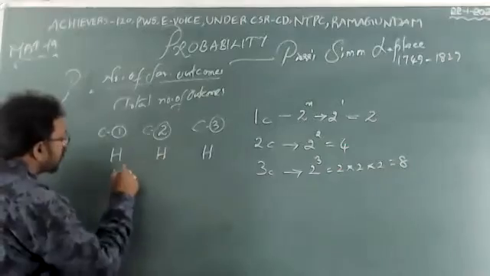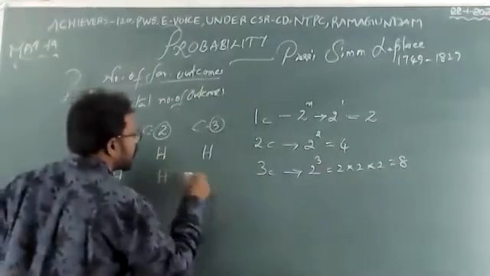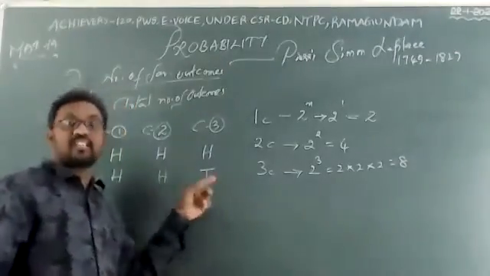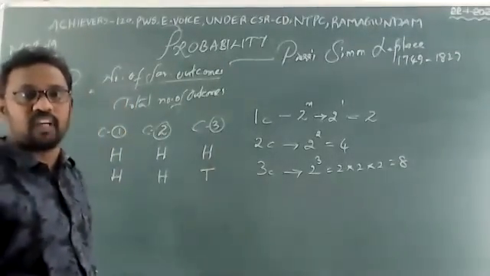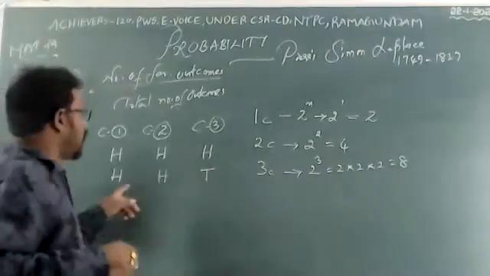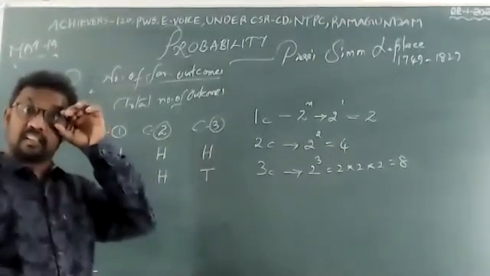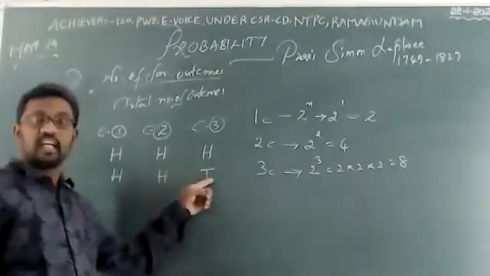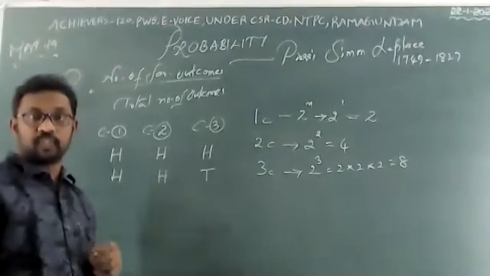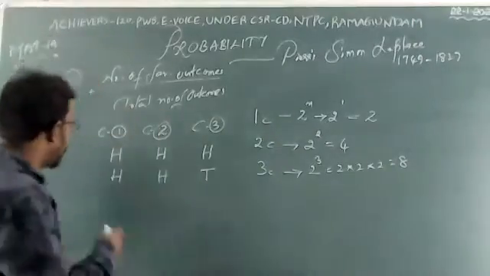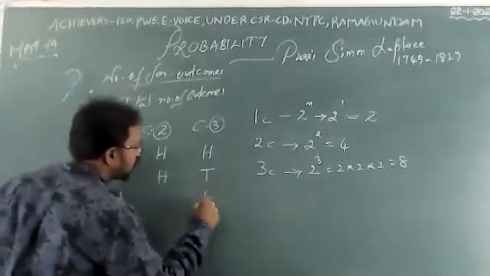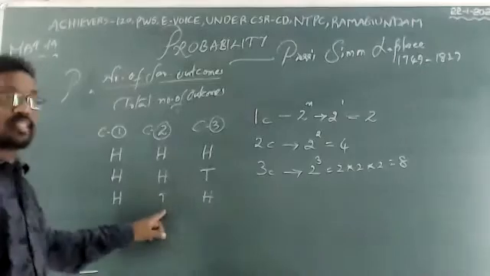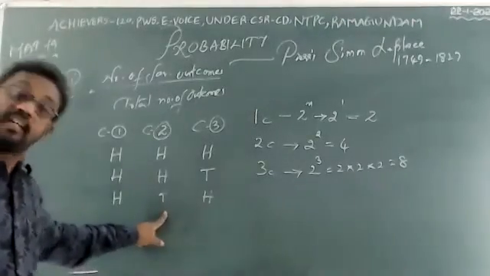In the second chance, maybe you can see the first two coins are heads and the other one is tail. Understand? The other one you can see is tail. The third time, if you toss, maybe the first and the third coins are both heads, and the second coin you can see is tail.